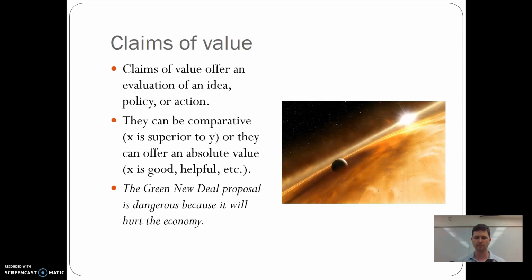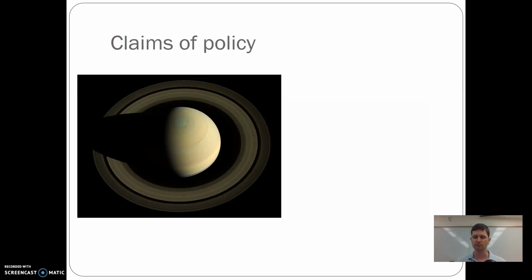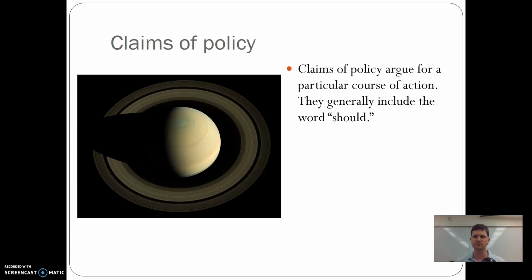The final type of claim that I want to talk about in this video is the claim of policy. This is a very flexible and powerful format for students writing academic essays. A claim of policy argues for a particular course of action. This is the policy you're going to recommend. This is what we think you should do. These claims almost always include the word should.